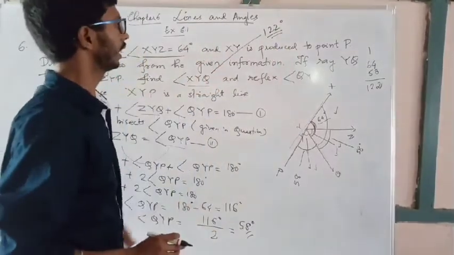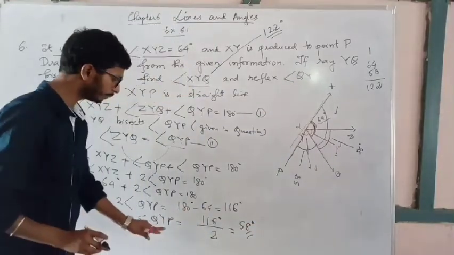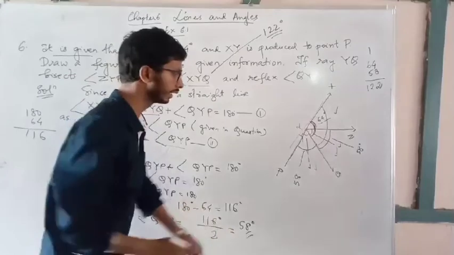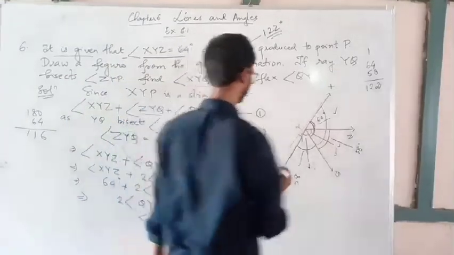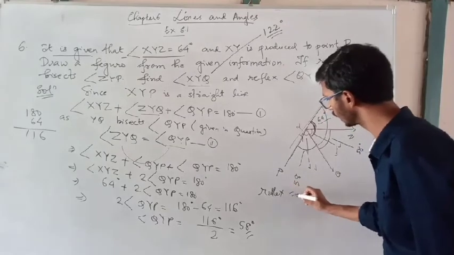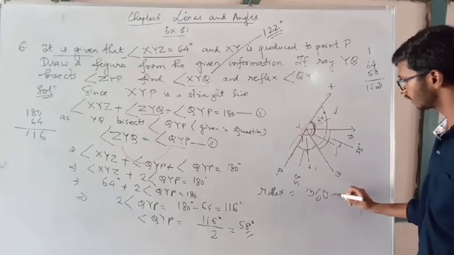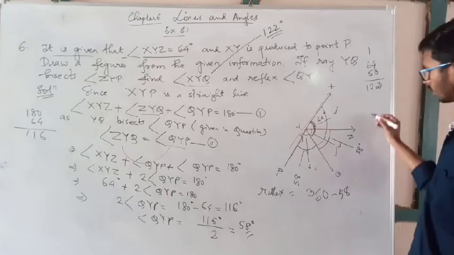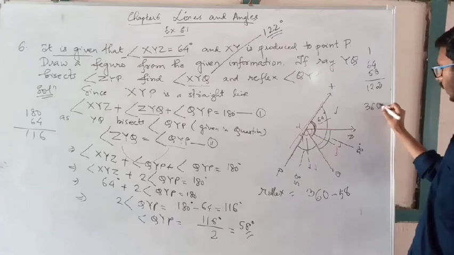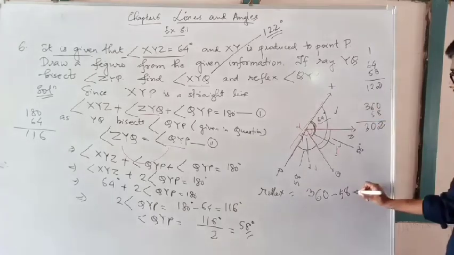Okay. And reflex angle QYP. Now QYP I got as 58 degree. So we have done this in the previous question. If I need the reflex angle, what will I do? I will subtract from which number? 360. So subtract it. 360 minus 58. So 10 minus 8 is 2. 1 carried, 0, 3.